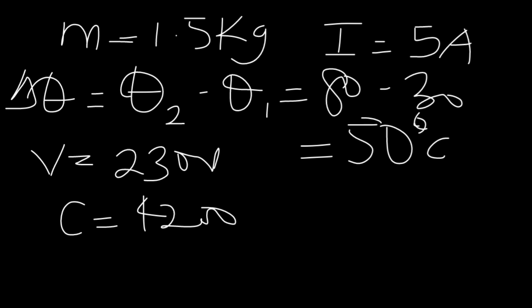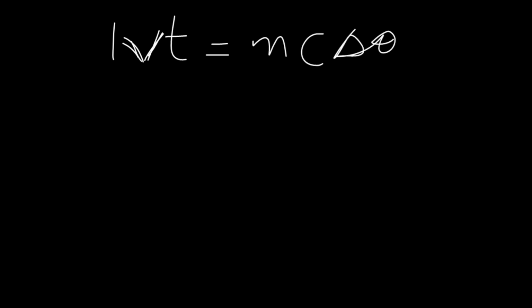Now if you look at the question, they say water of mass 1.5 kilogram is heated from 30 degrees Celsius to 80 degrees Celsius using an electric kettle. So they heat a particular amount of water using an electric kettle. So we can just say that the heat supplied by the electric kettle is equal to the heat gained by the water. Just put it down in your book. Heat supplied by electric kettle is equal to heat gained by water, and with the parameters given, that will be IVt equals mc change in theta.